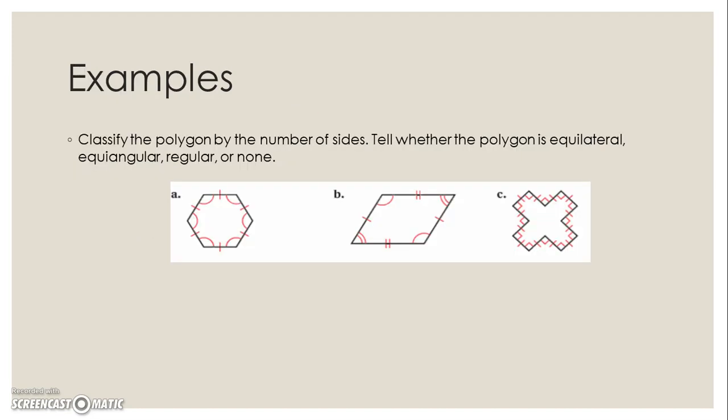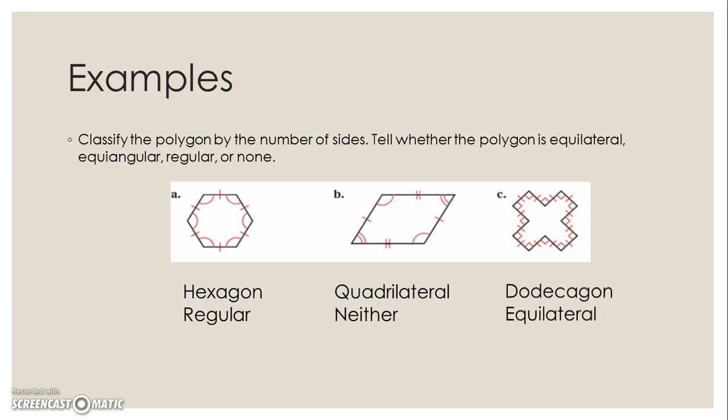So some examples. A is a regular hexagon. B is a quadrilateral. All four angles are not congruent, all four sides are not congruent, so this is just a quadrilateral. And then C, it is equilateral, but it's not equiangular because it's concave. So this is just equilateral. It's a dodecagon because it has 12 sides.